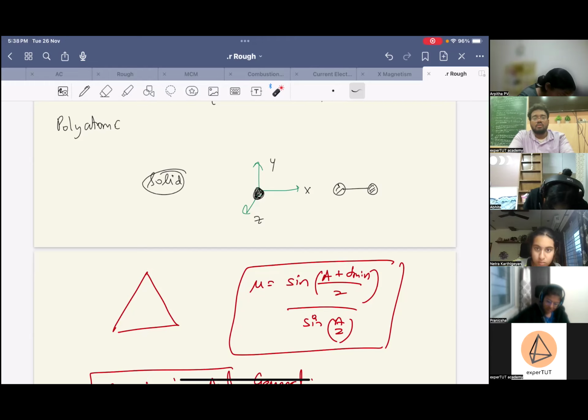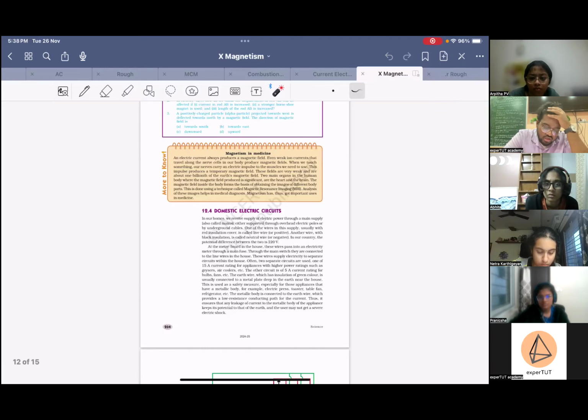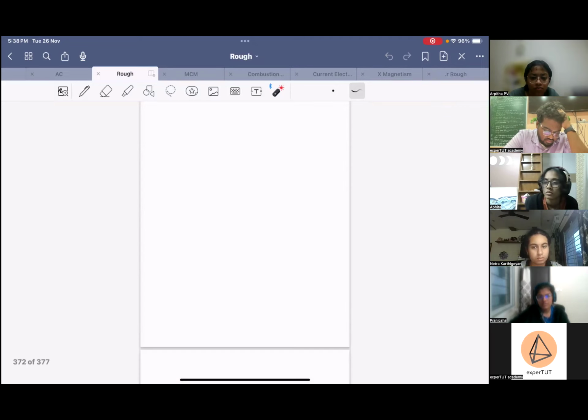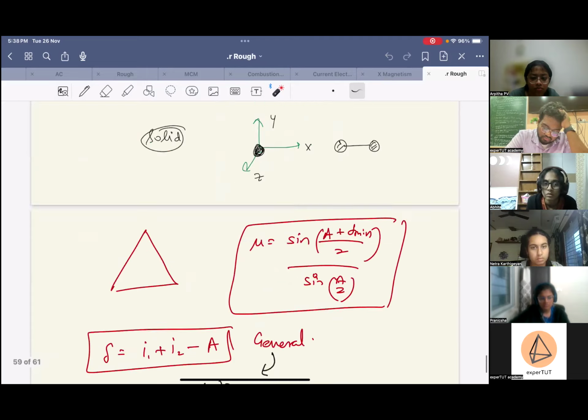Now let us write the derivation. Guys, do you remember, did I have a KTG PDF here or not? Like in my tablet, did I have a KTG PDF or not? Okay.